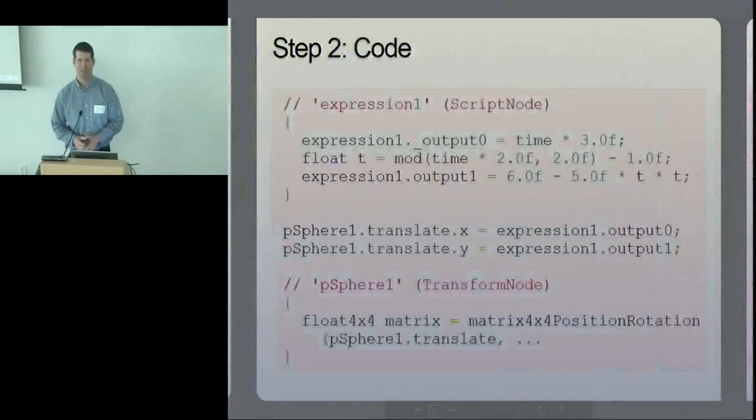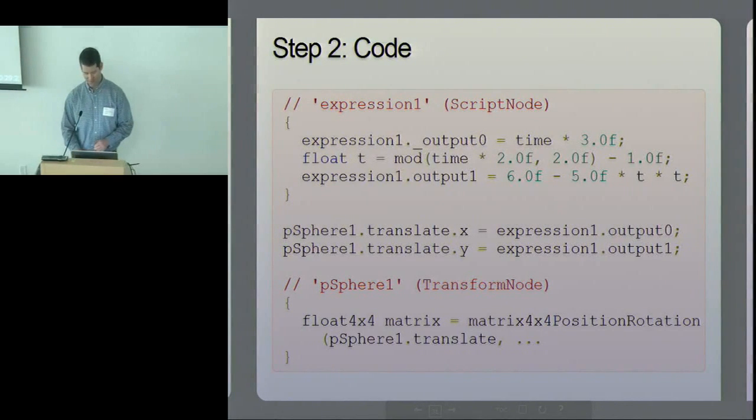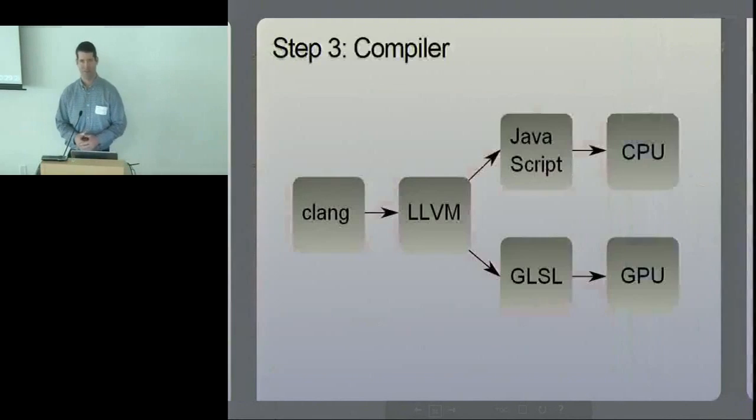Now the second step looks like this. You have the expression node that calculates the position, and then the transform node of the p-sphere calculates the matrix from its position, rotation, and scale inputs. And the last step is Clang and LLVM.